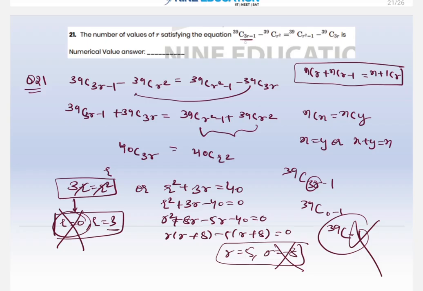Let us check for 3. So r² is 9, 3 nines are 27, correct. 9 minus 1 is correct. So this is satisfying. 5 will also satisfy if you see it. So therefore 2 values, 3 and 5, are satisfying. So the answer is 2.